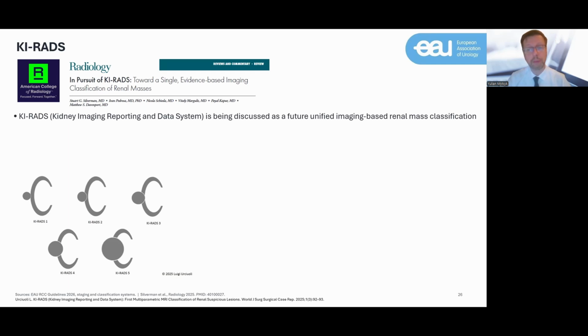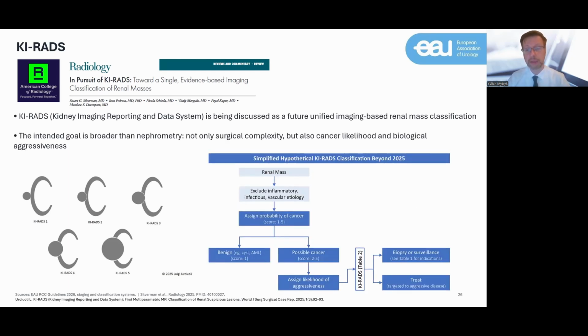and its future role may be broader than the standard nephrometric scores. It is going to combine surgical complexity, cancer likelihood, and biological aggressiveness into one structured imaging-based approach. Its potential value is the integration of Bosniak-type cystic assessment, solid renal mass characterization, imaging biomarkers, and clinical decision pathway.